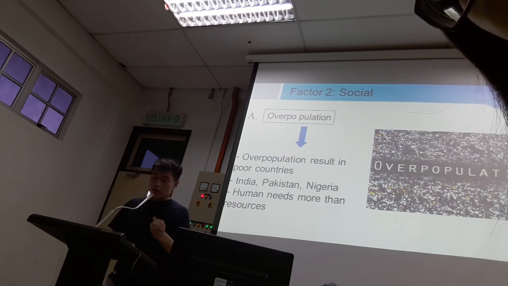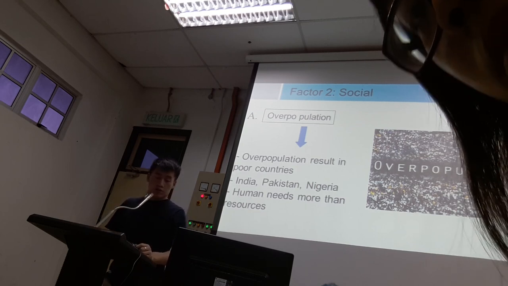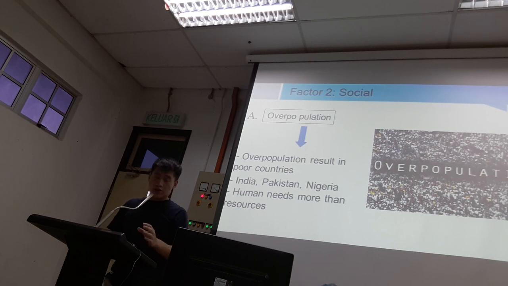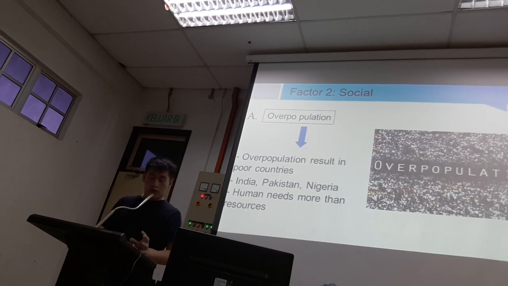I think overpopulation can lead to a poor country, but overpopulation is not the reason for a country being poor. The reason can be inequality in the country. This means the gap between rich and poor.